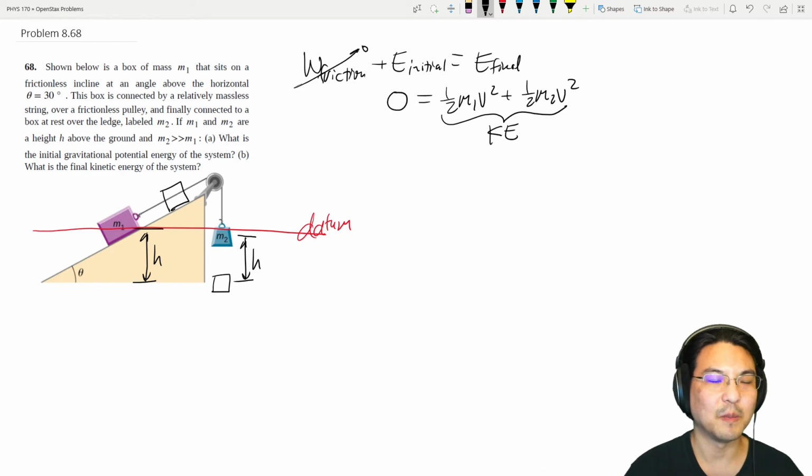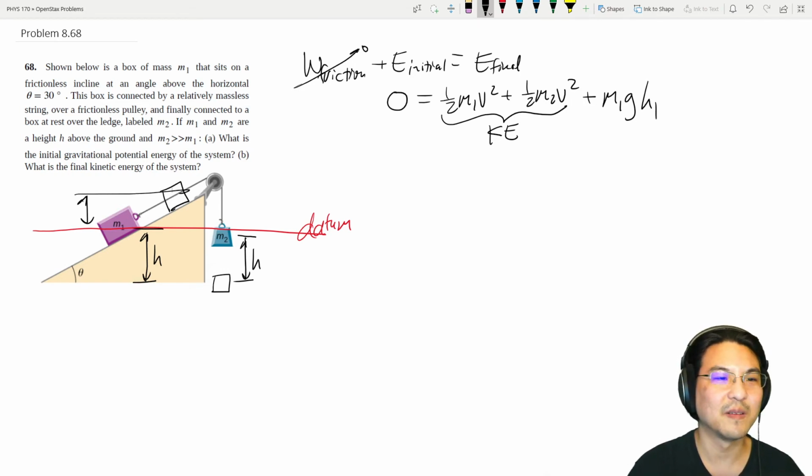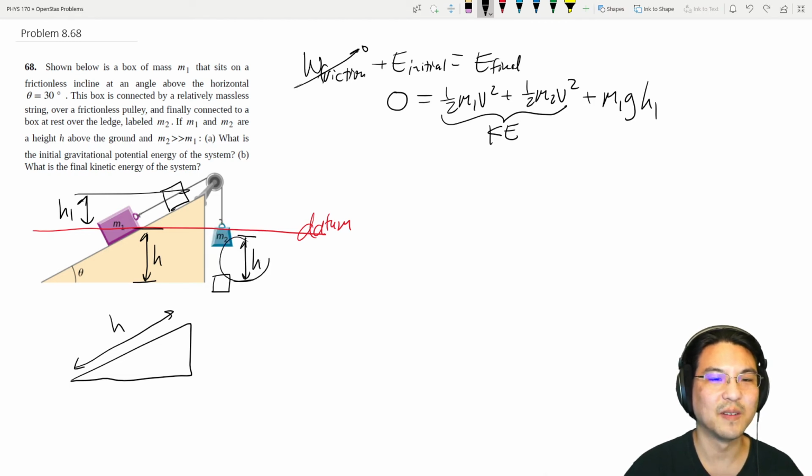And then block 1 was here, now it's up here. So plus M1G, and how high is this? I'll just call it h1. How high is that? Here to here is h, right? Because block 2 moved some distance h when it fell to the ground, so block 1 also moved some distance h.